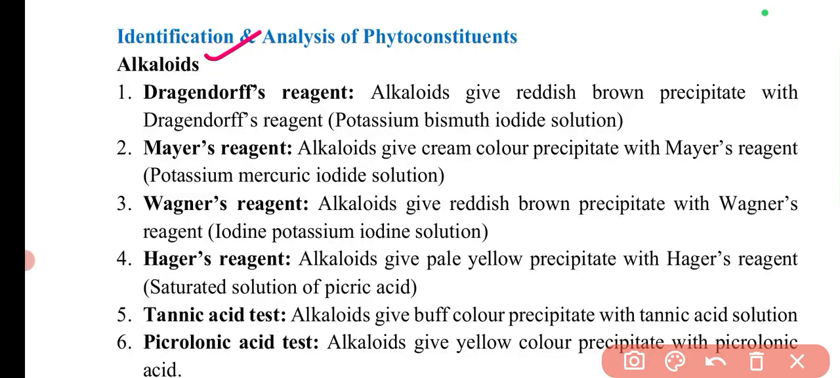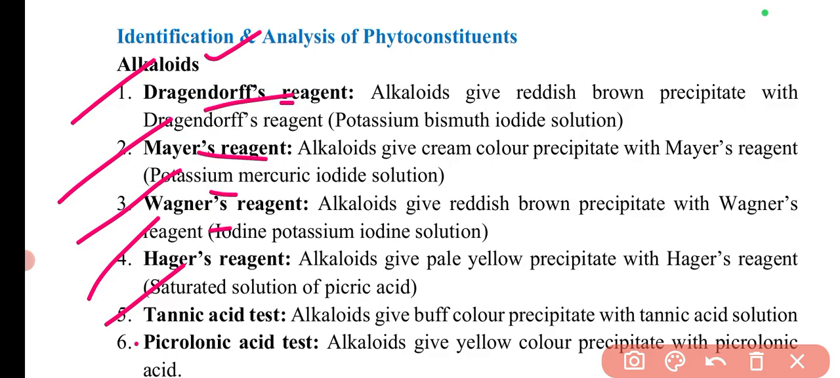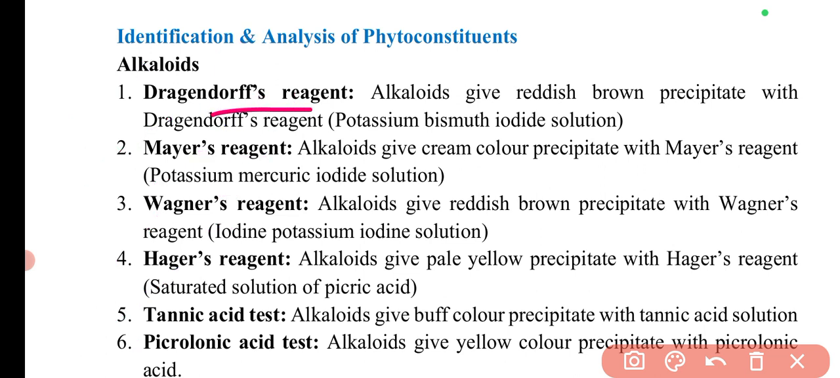So for alkaloids, there are different tests: Dragendorf's reagent, Mayer's reagent, Wegener's reagent, Hager's reagent, tannic acid, picrolonic acid, and Murexide test, and several specific tests for specific compounds. In these tests, you need to remember the composition and the outcome, basically the color or the precipitate. For Dragendorf's reagent, the composition is potassium bismuth iodide and it produces a reddish brown precipitate. All this data has been taken from the Kokate book. If you have the book, you can refer to it as well.